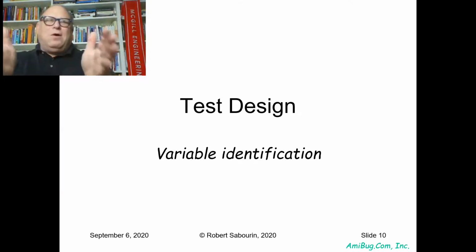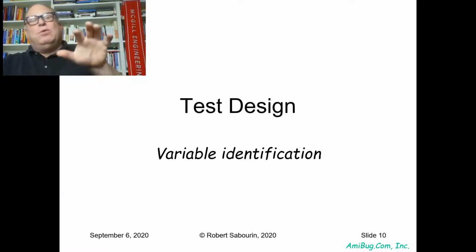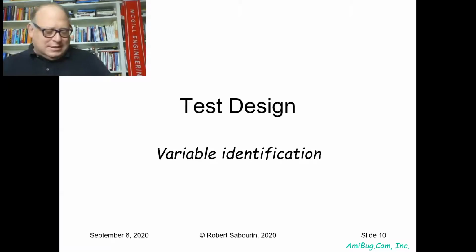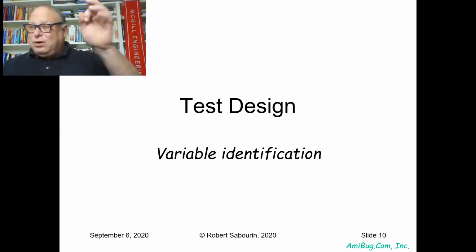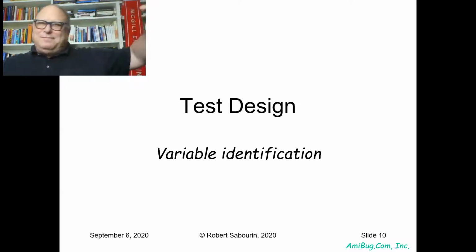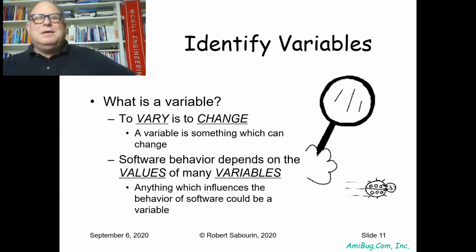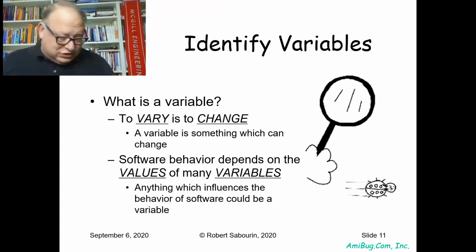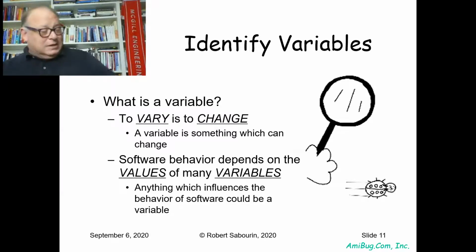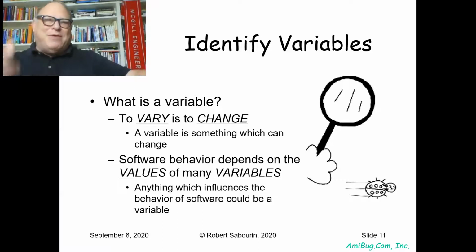To start, I always like to start, and I urge people to start, with what's called variable identification. First thing you do in test design, after you've got the test objective, you're all ready now. You have a clear test objective. You have subject matter experts available, all that stuff. What are the variables? Well, to vary is to change. A variable is something which can change. A lot of programmers who learn about test design, when they think of variables, think of program variables. But in testing, it's a lot broader than just program variables. It's literally anything that can change.